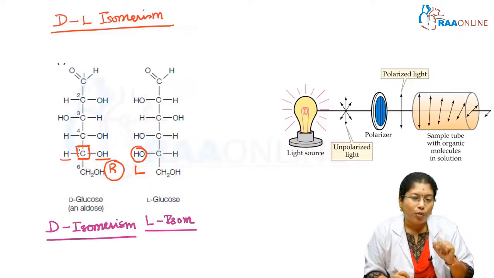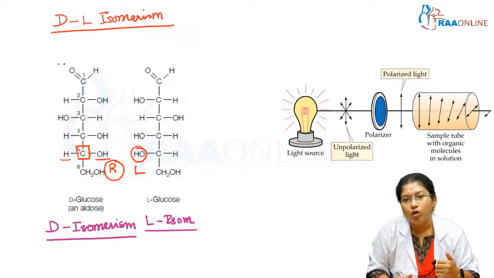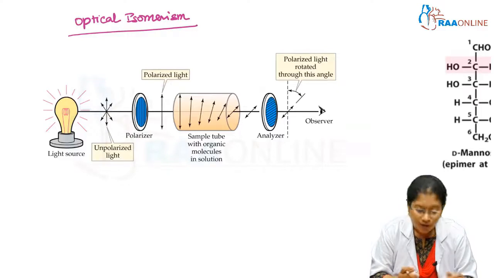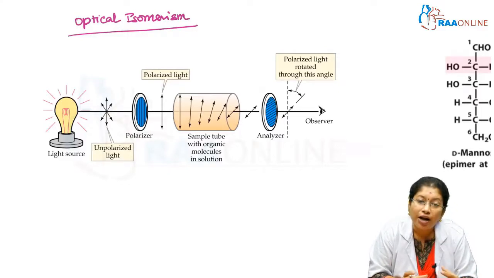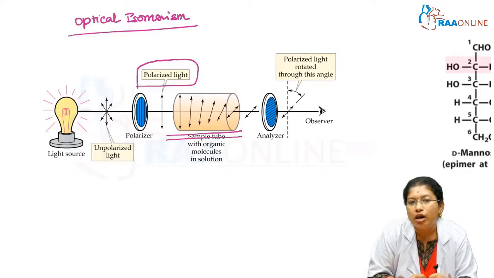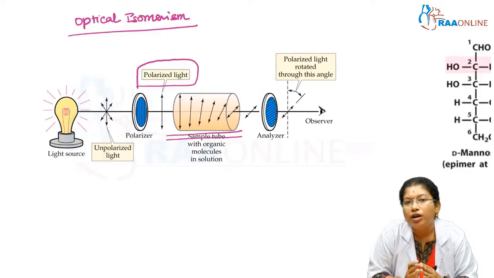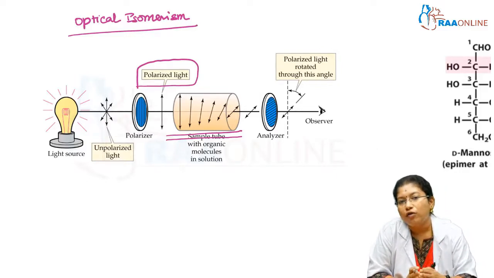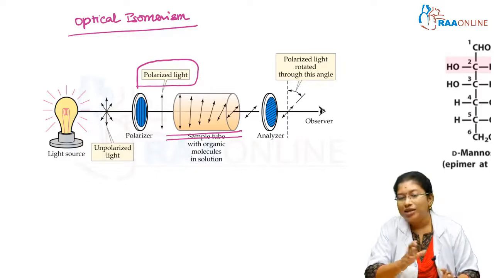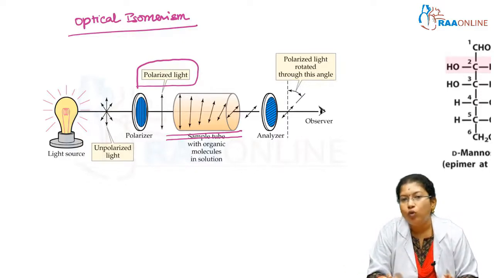So this is one form of isomerism. Next we'll see about optical isomerism. In optical isomerism, we pass a beam of polarized light. You can see polarized light passing through the sample tube containing a carbohydrate solution. If the carbohydrate solution rotates the plane of the light to the right, we call it dextrorotatory. If it rotates the plane towards the left, it is called levorotatory.